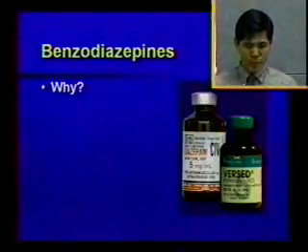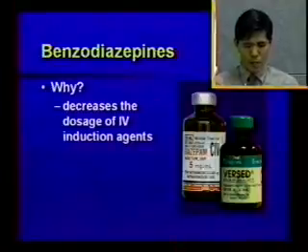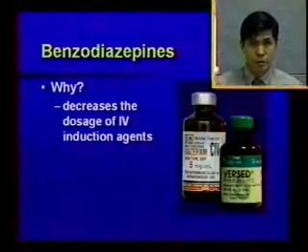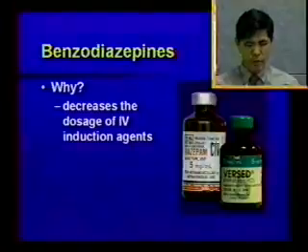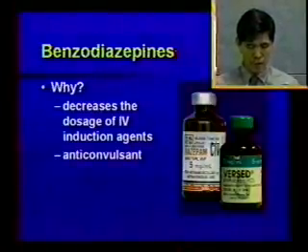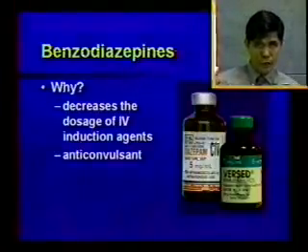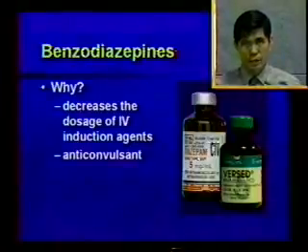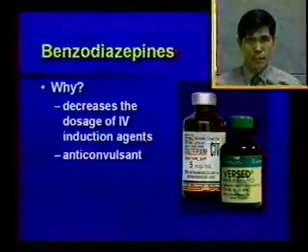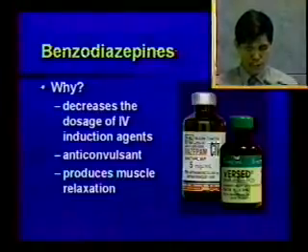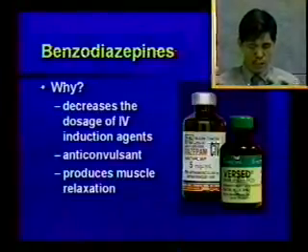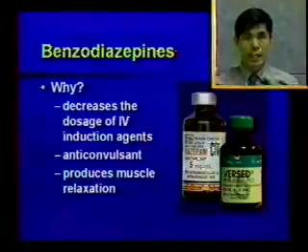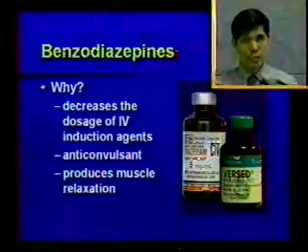And why do we use benzodiazepine as a premed? When you give a benzodiazepine, you're able to reduce the amount of your injectable induction agent. It is also an anticonvulsant. So it will be a good choice for cases with history of seizure or animals that are presented with seizure. These benzodiazepines also produce muscle relaxation. So you need to be very watchful if you use this in horses and you give a high dose.